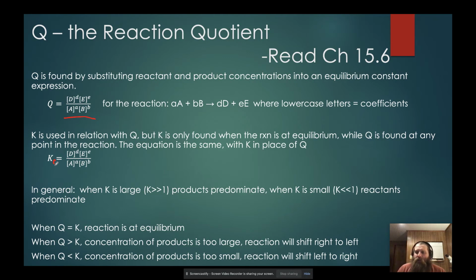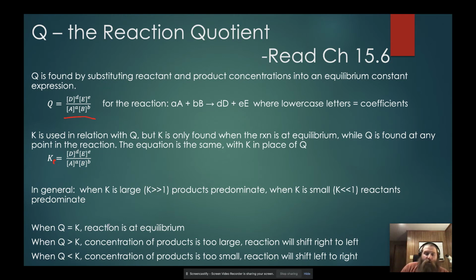The concentration of product is too great, and the reaction is going to shift from the right to the left in order to approach equilibrium. When Q is less than K, then the concentration of products is too small, and the reaction will shift from left to right. All right. Now, there's a lot of different ways you can try to remember this.